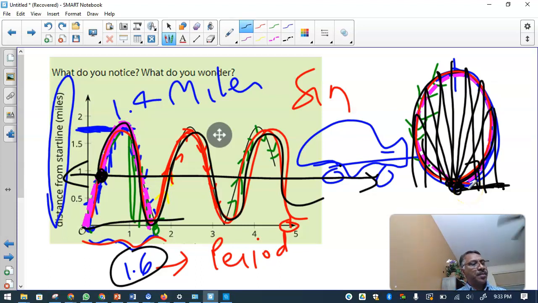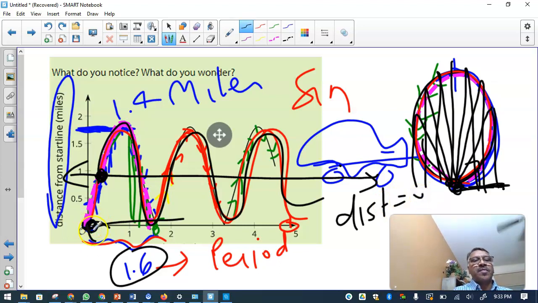I hope that helps. When the distance is zero, it means you are back at the same place. If this is the starting point, it goes and then comes back to the starting point. That's where the distance of the car from the start line is zero. I hope that helps. Let's go to the next one.